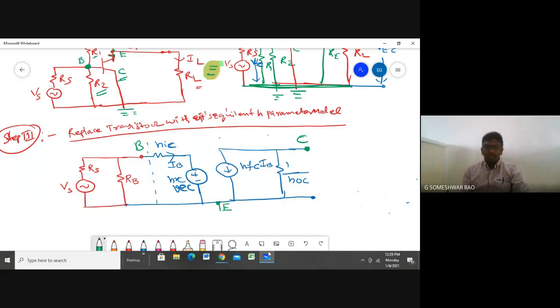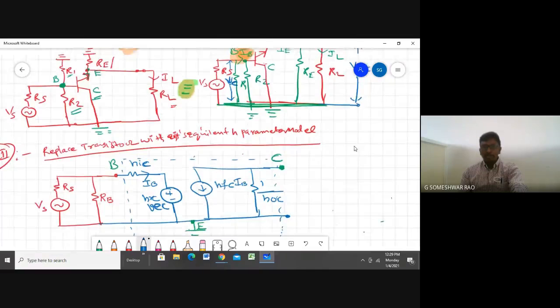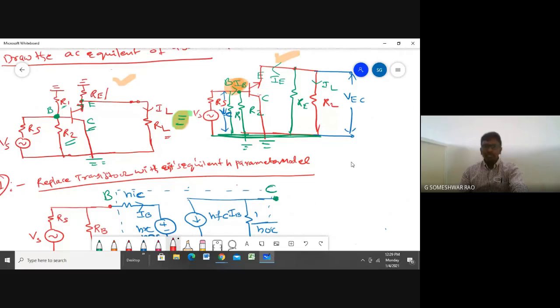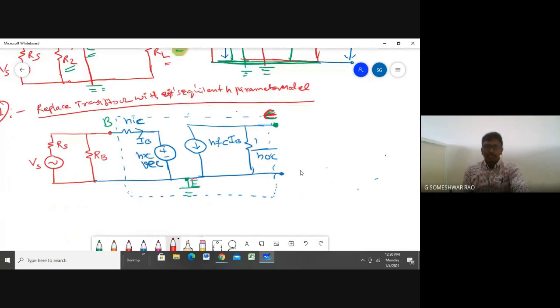So this one is nothing but an h-parameter equivalent model. Here the emitter is grounded. This way you can replace the transistor with the h-parameter equivalent model. So far only the transistor is replaced; other parameters are also there, no? So where is that? This one is nothing but your emitter. I'm sorry, I have wrongly indicated here. So this one is the emitter, and the collector is grounded.